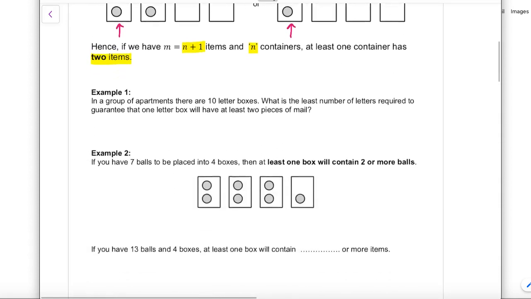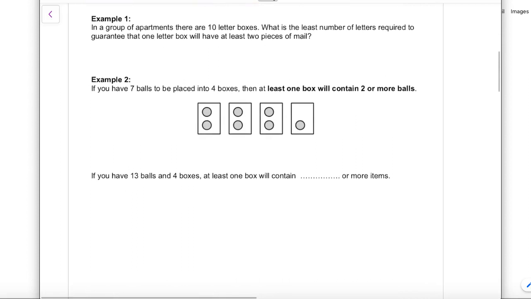So let's have a look at a couple of examples just to thrash this out a bit more. In a group of apartments, there are 10 letterboxes. What is the least number of letters required to guarantee that one letterbox will have at least 2 pieces of mail or letters?